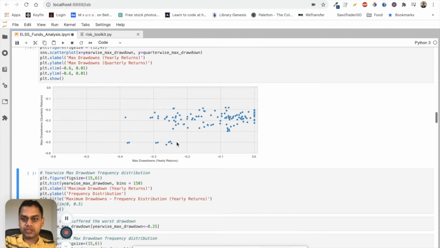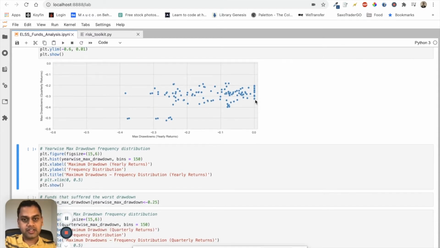And so what we're plotting here is the maximum drawdown based on yearly returns against the maximum drawdown on quarterly returns. And what we're seeing here is that you see a lot more reduction in value when you look at quarterly returns compared to yearly returns. And what this tells you is that over a long period of time, these violent reductions in value get smoothed out. And this is why I keep saying that equities and mutual funds should be held for the long term, because then your overall drawdown or your reduction in portfolio value will be significantly lowered.